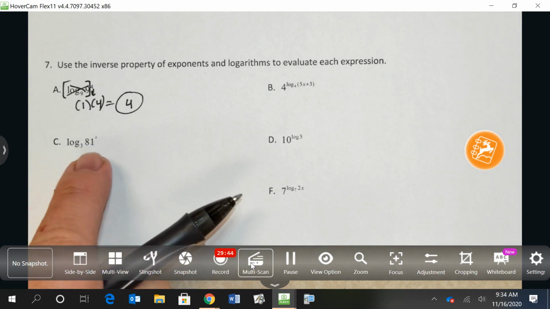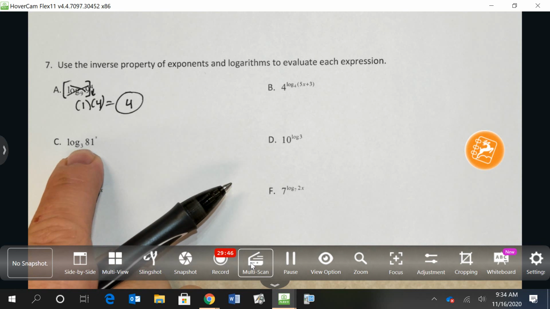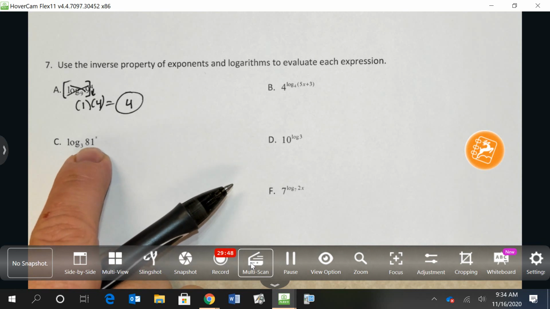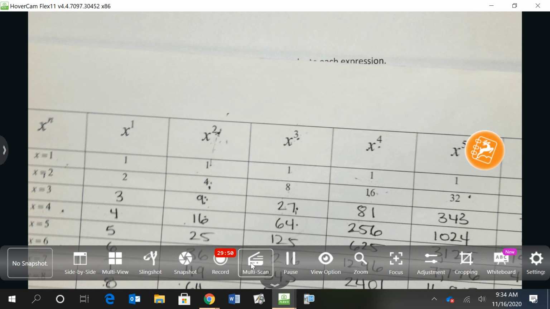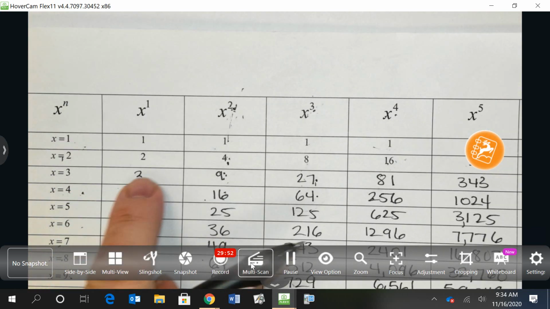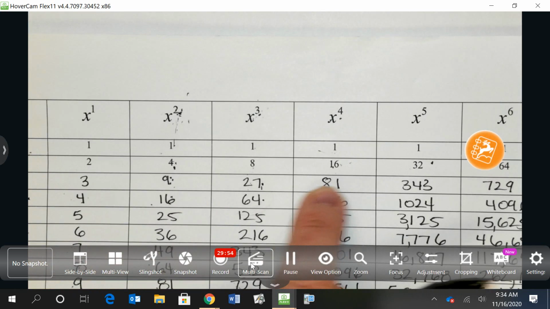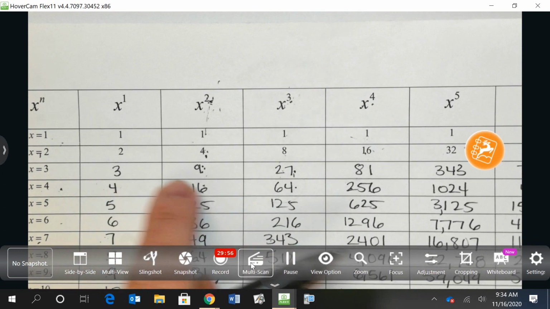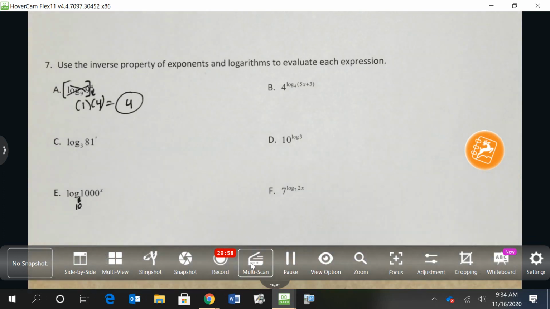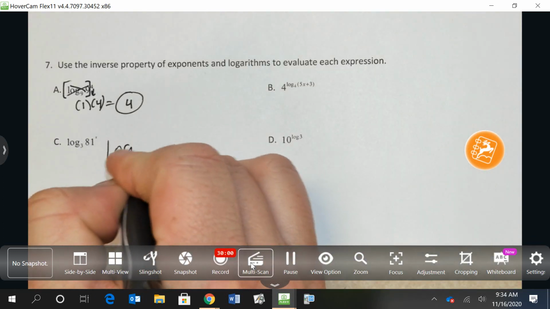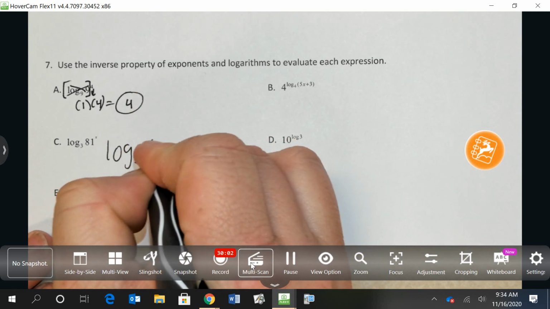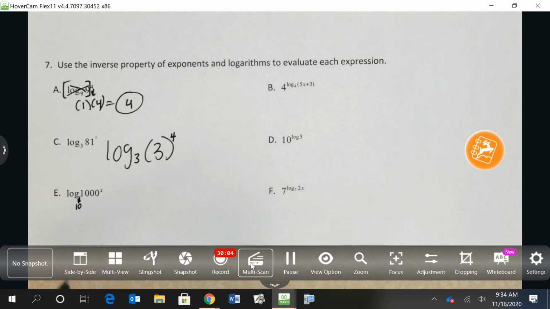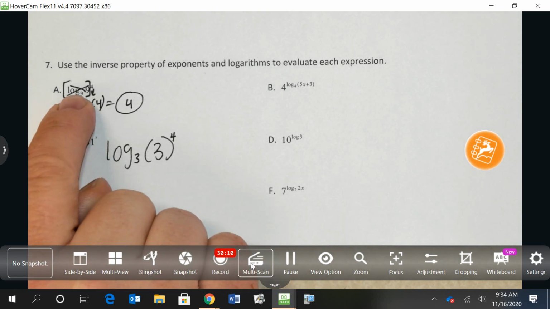So if I look at the 3's, I'm going to go, is there a way to rewrite 81 with a base 3? So here's my 3's. I'm going to keep going until I find 81. Oh, okay. So 81 can be written as 3 to the 4th. So log base 3 of 3 to the 4th. Now, why would I take time to do that? Because now this problem looks just like this in many ways.